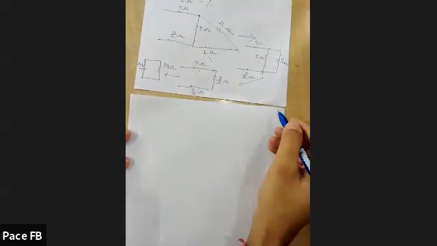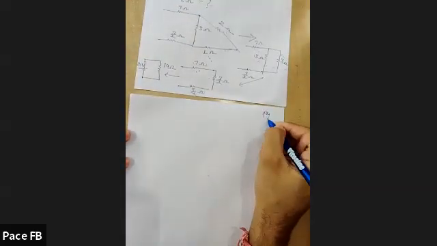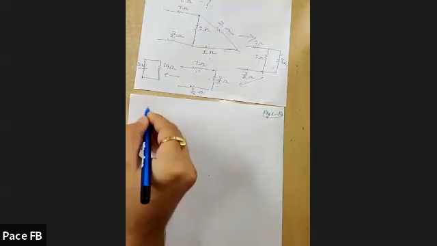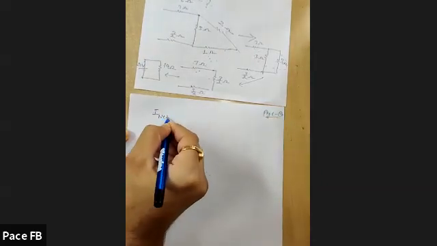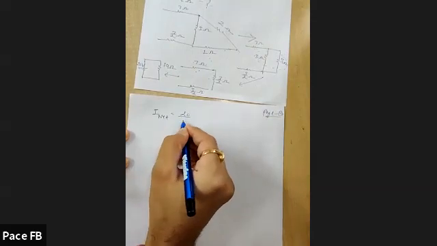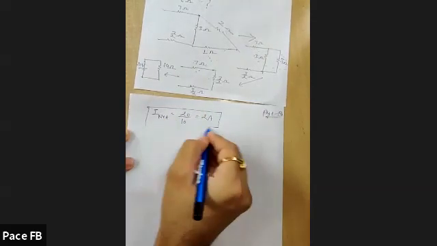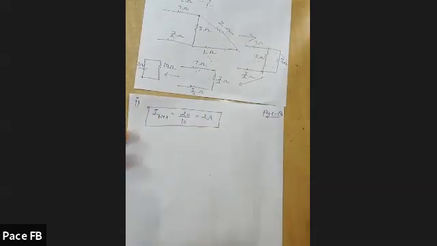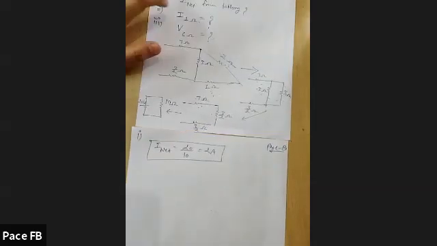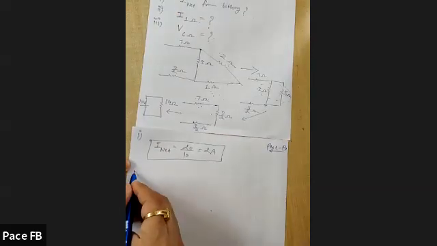Now tell me what would be the net current? So for the net current, you apply Ohm's law: I net would be equal to 20 volt upon R equivalent, which is 10. So this comes out to be 2 ampere. So the answer for the first part is 2 ampere. Now the second part. The second part is: what is the current passing through the 1 ohm resistor?